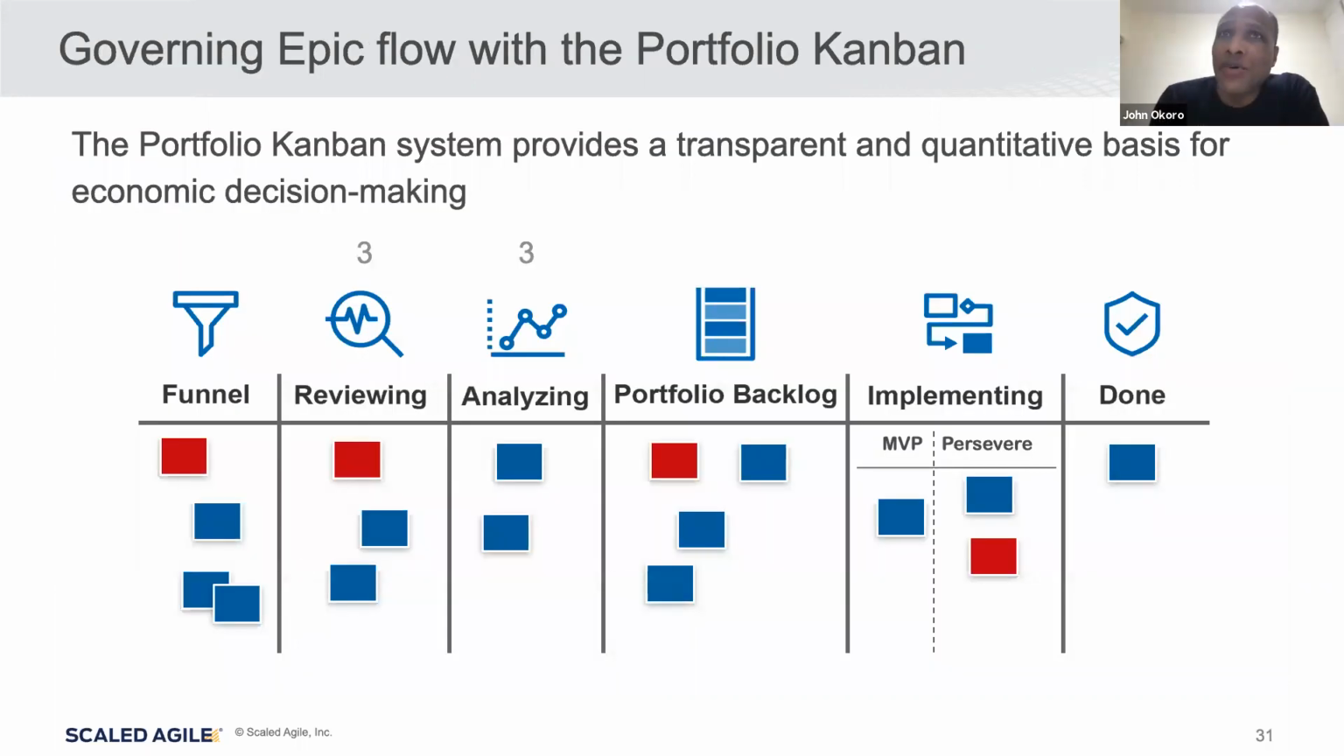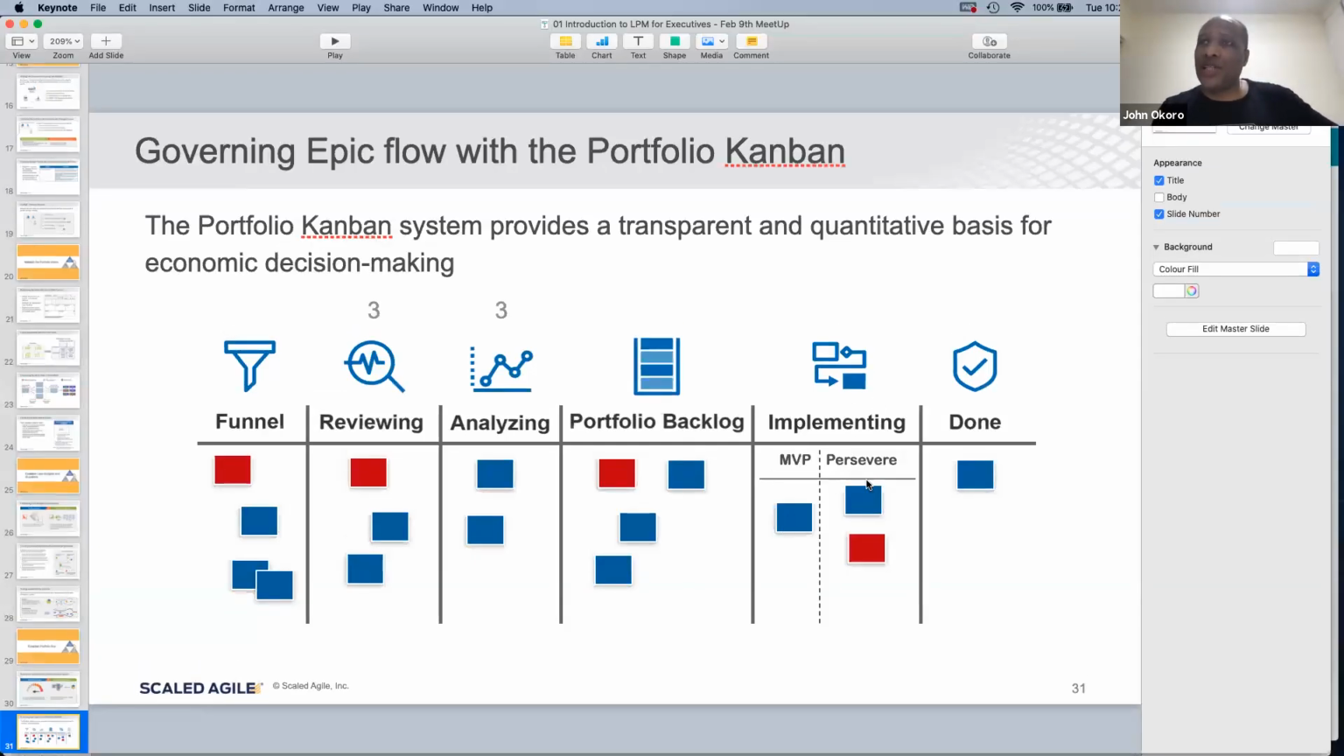And then governing epic flow with the epic portfolio Kanban. So again, we're at the top of the Scaled Agile big picture, right at the top there, and we've got this Kanban. We're reviewing, we're analyzing, going to portfolio backlog. Now, when we get to the part where it says implementing, this is going to go down to the release train, and they're going to implement it. They're going to give us feedback, and we're going to come back and decide whether we're going to implement more, or whether we're going to stop. We call that pivot or persevere, and then we take it through done back in our portfolio level, right?